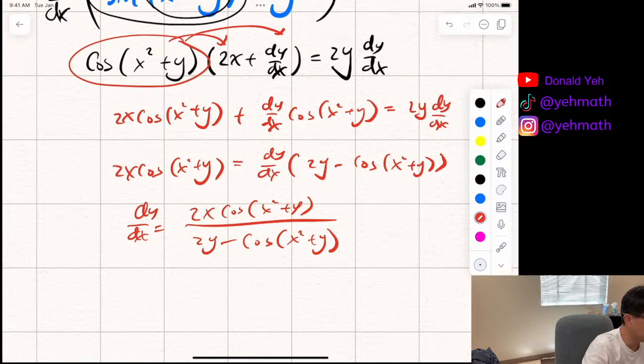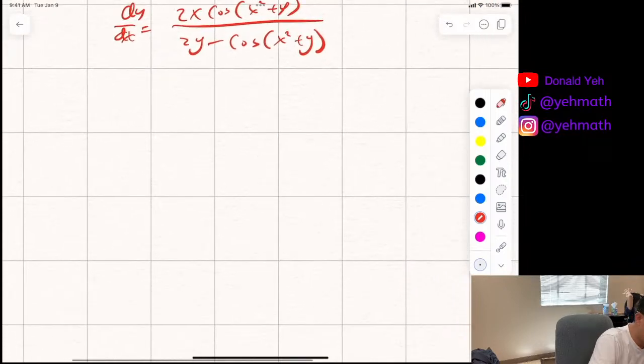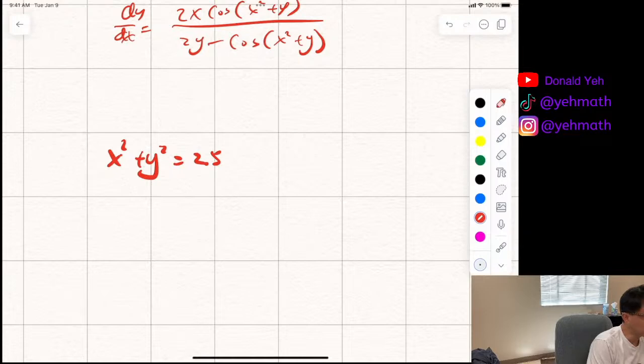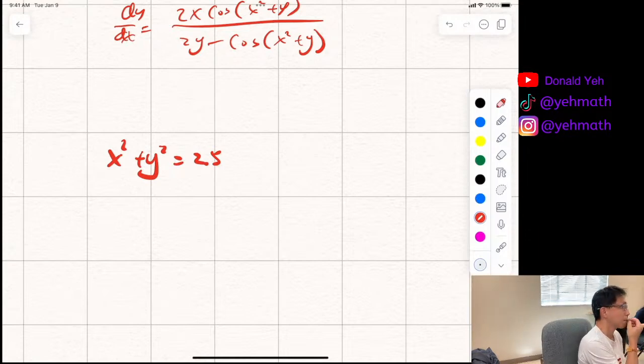So you can take a second derivative of this. Do you want to try the second derivative or do you want me to go over it? You can try first. Y squared. It's a circle, by the way.